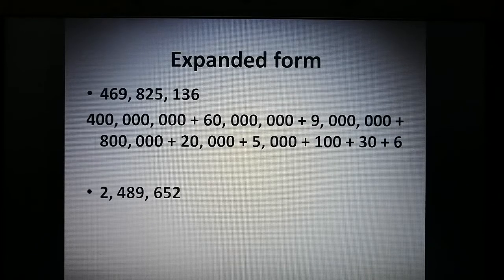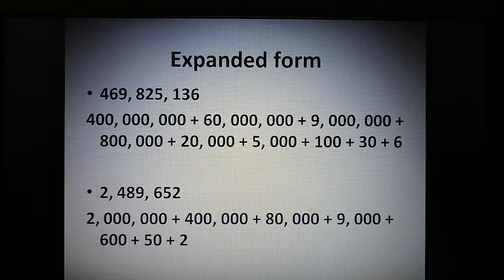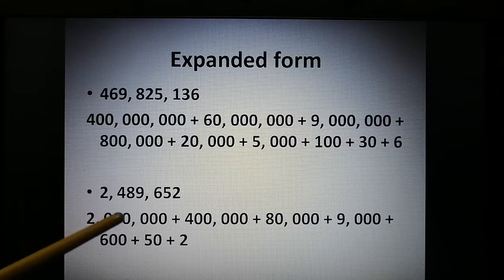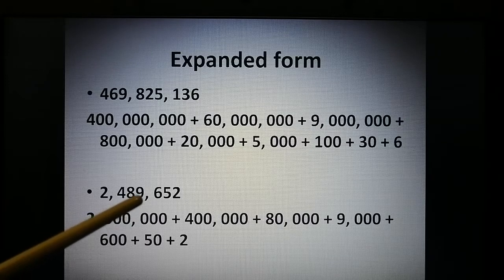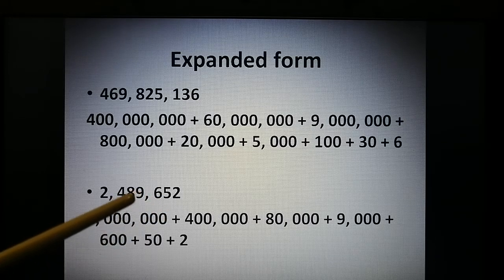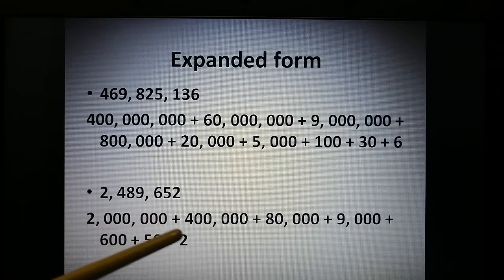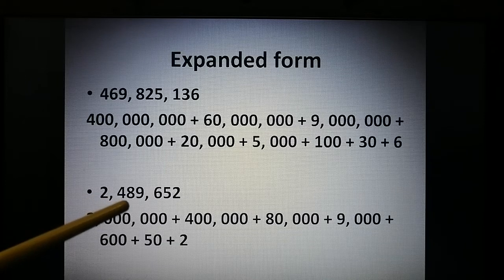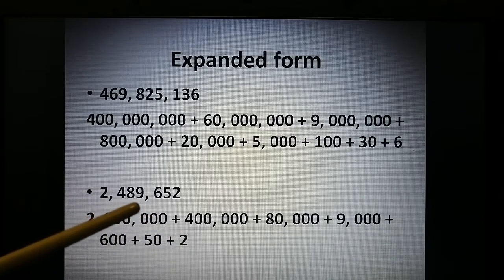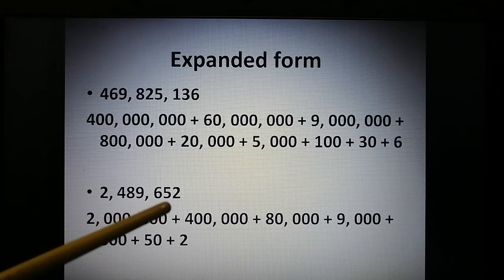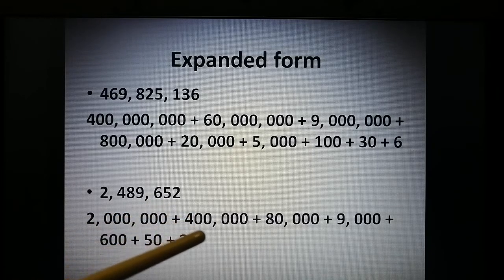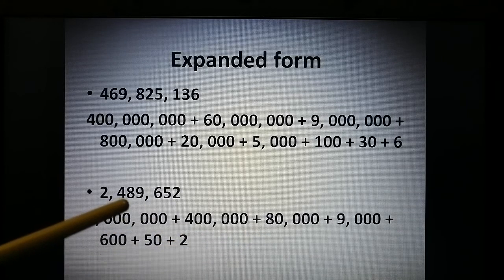We have another example. And how to write it? You start from the left side. Write the first number, which is 2. And how many numbers after 2? 1, 2, 3, 4, 5, 6. How many digits after 2? 6. So I am writing 6 zeros. Plus 2 is done. Next is 4. So how many digits after 4? 1, 2, 3, 4, 5. So I am writing 5 zeros. Yes. Plus 4 is done.